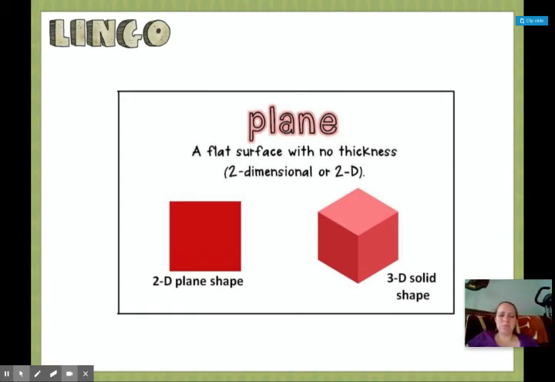It's just one of those things that I wish I could be there in person to support you. But obviously, we're doing the best that we can through online learning. But this week, we're going to be focusing on one of our last topics of the school year, and it is going to be geometry.